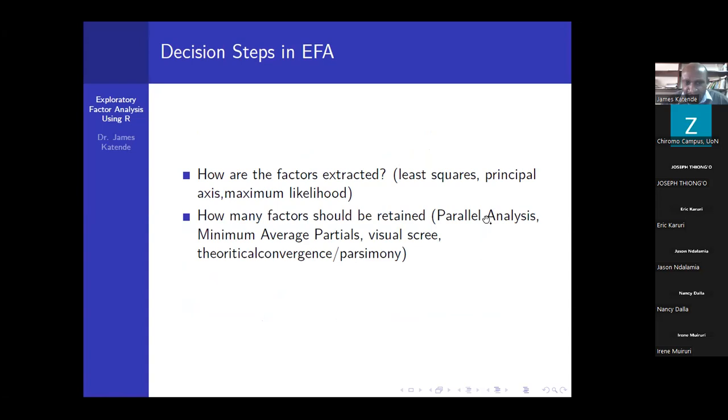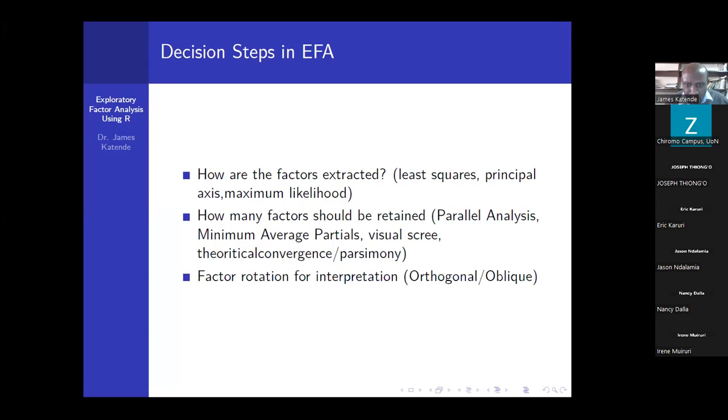And there's parallel analysis, which does some simulation and works with some averages and compares those to the actual data. There's also the minimum average partials and the visual scree. The scree plot simply plots the variances. And then from the scree plot, you should be able to see what the model looks like, or get an idea of how many factors should be retained.